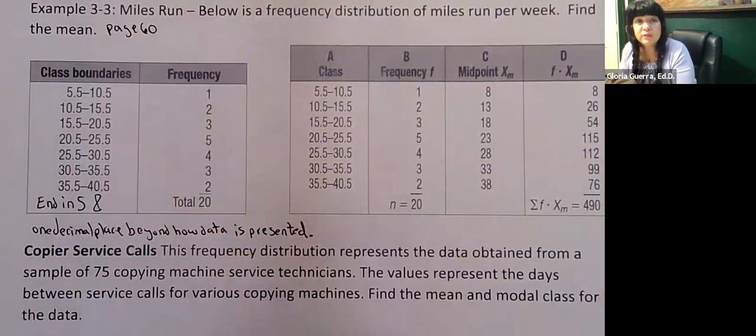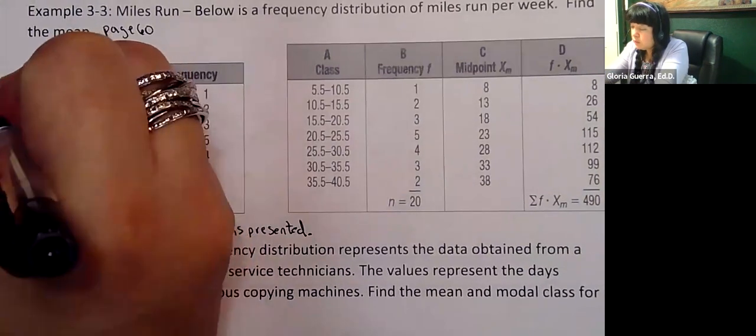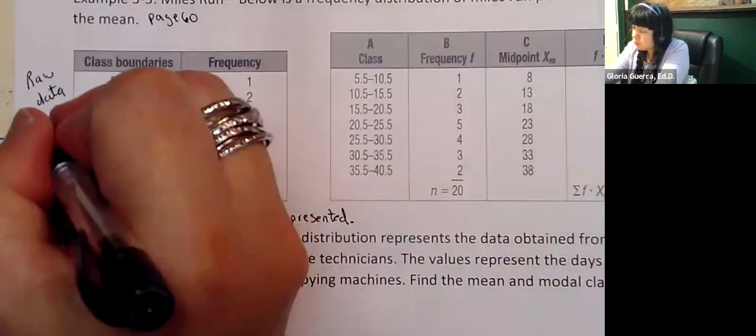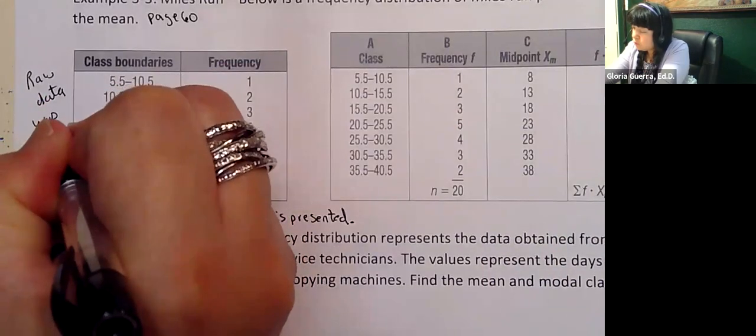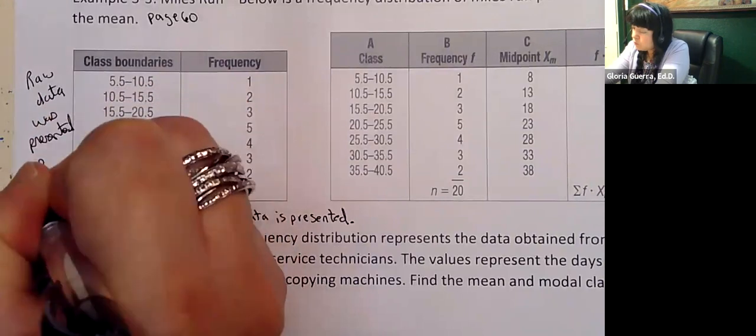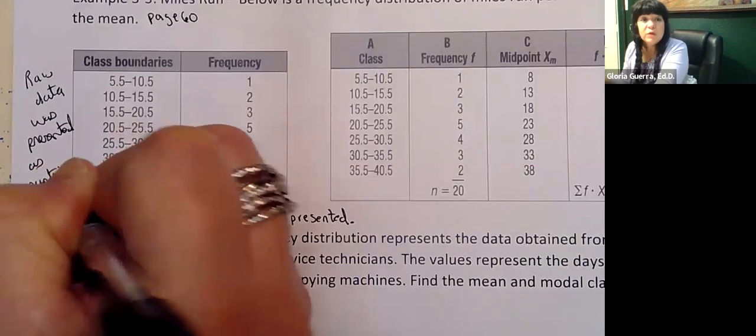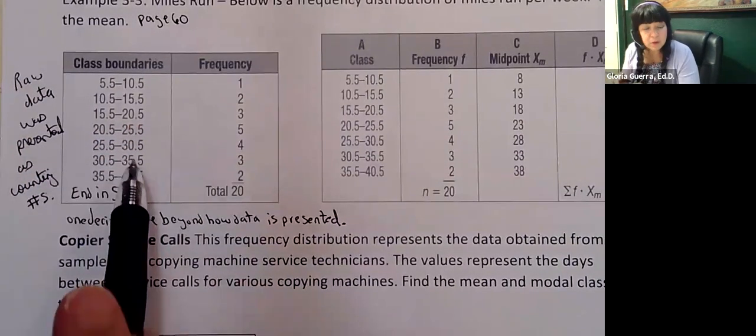So even though we don't actually see the actual miles run, we don't see the list of miles, it starts you off with the class boundaries. But you know that when they created the class boundaries, they had to end in 5, and they had to be one decimal place beyond how the data was presented. That means that the raw data was presented as counting numbers. Natural numbers, counting numbers, and so they had to do one decimal place beyond that.